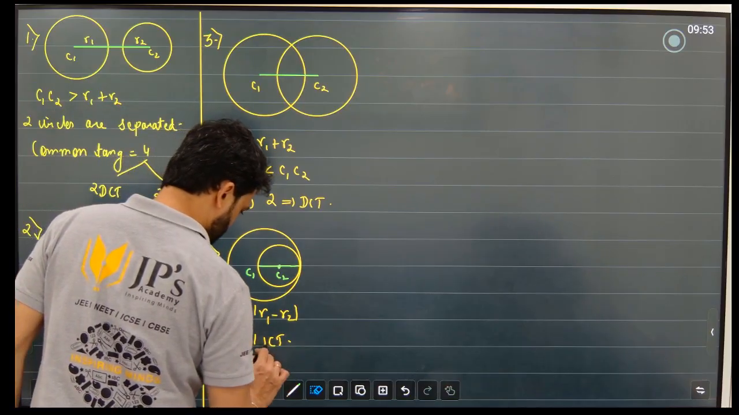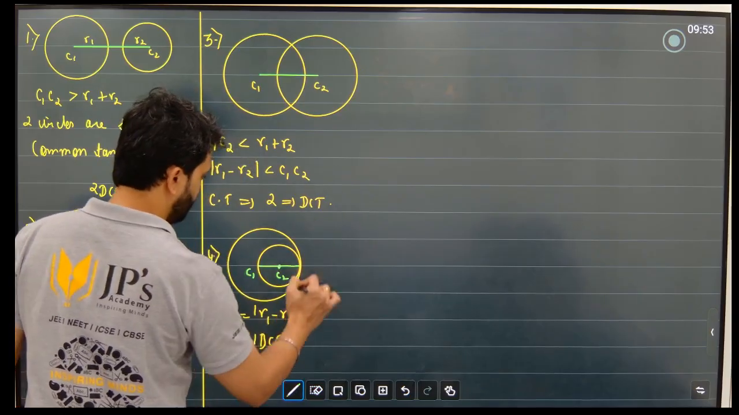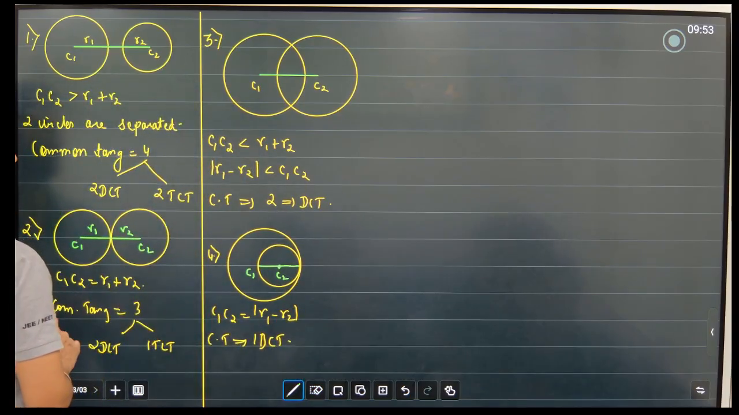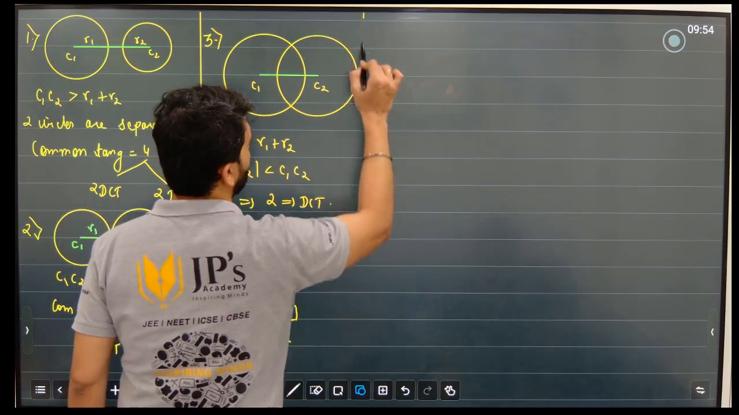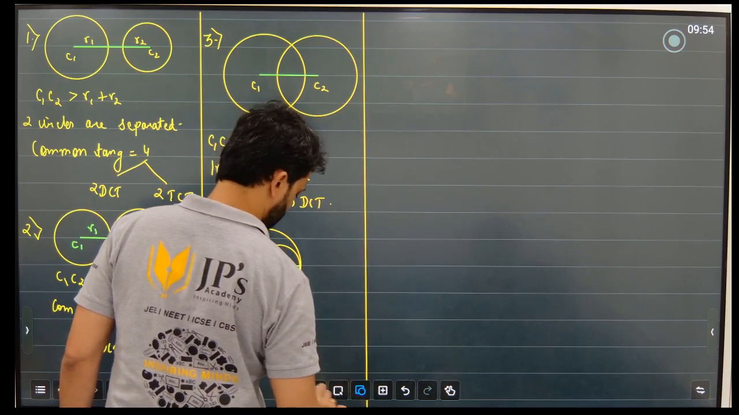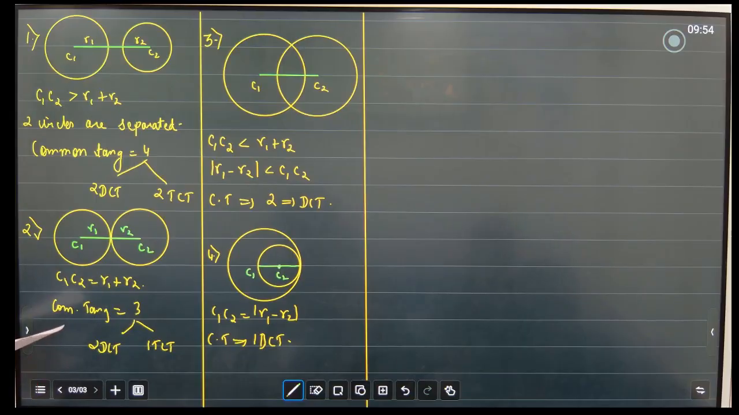Why did I write transverse? There will be only one direct common tangent, because the direct common tangent will pass from here, and both the centers will lie on the same side of the tangent line. Okay. One direct common tangent. Where the two circles are touching each other internally.